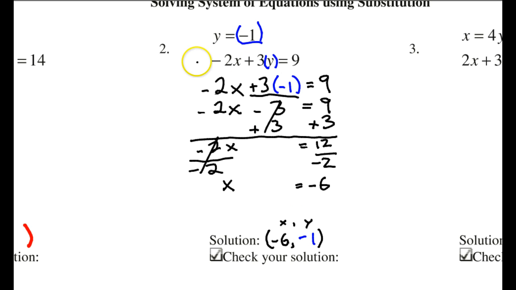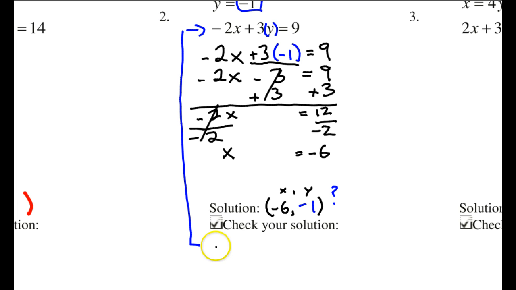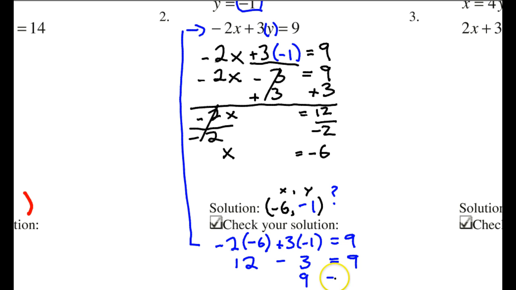And now we use this other equation right here for our check. So we're going to plug in our answer. Right now, this is a question mark. Is it the solution? Not for sure. So go ahead and plug in your x, -6. Plug in your y, still -1. And we're trying to verify whether or not it's actually equal to 9. If it is, we're done. If it's not, we made a mistake. 12 minus 3. So looks like, yes, same thing on both sides. So we have an answer.